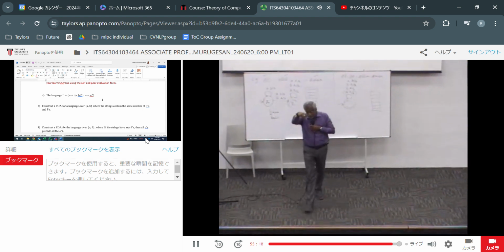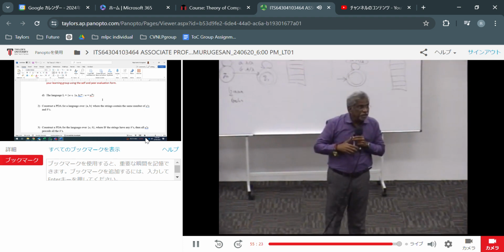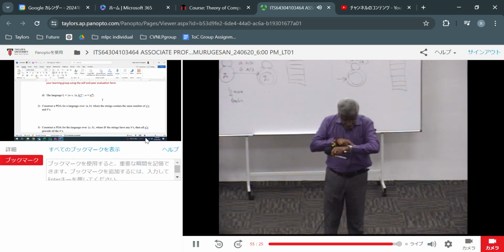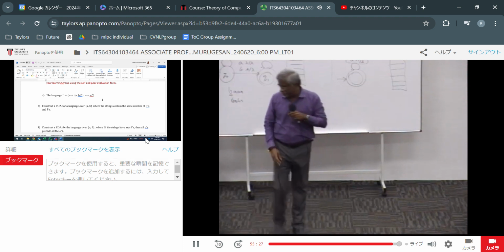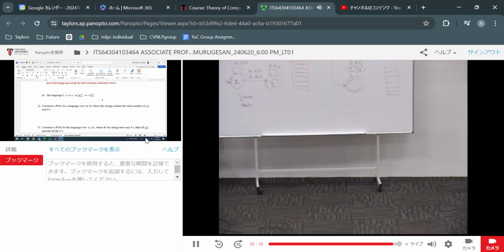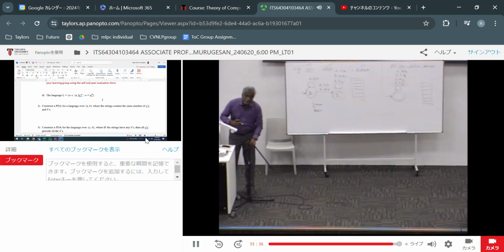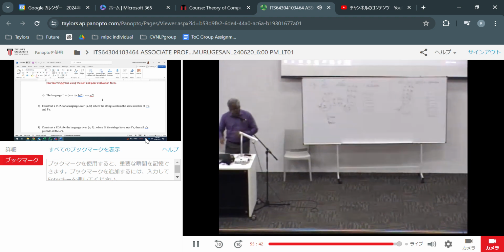I have told this to my batch of tutorials. I'm not sure whether Yogeshwaran told you or not. PDAs by nature are non-deterministic. Non-deterministic means they cannot determine which path will lead to success. They cannot determine by themselves which path will lead to success.